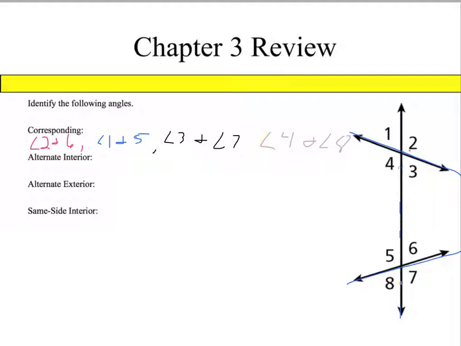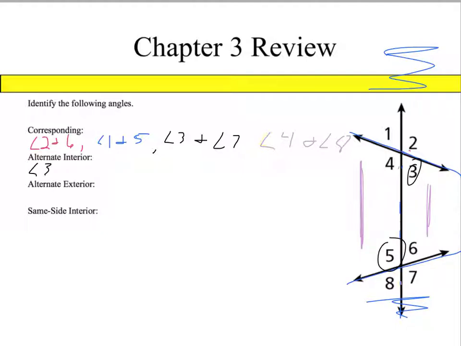All right, alternate interior angles, that's going to be on the inside here. Don't forget what's the inside, the interior, and what's the exterior. Your interior is going to be in between these two lines here, and your exterior is going to be on the outside of those two lines. So alternate interior is on the alternate side of the transversal. So I have 3 is going to be an alternate interior with angle 5.